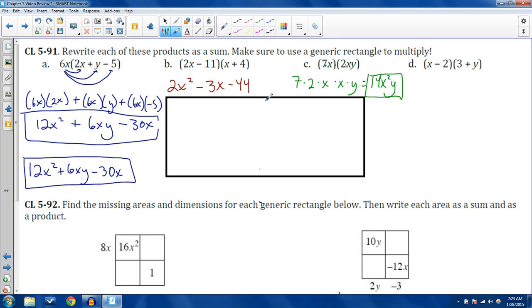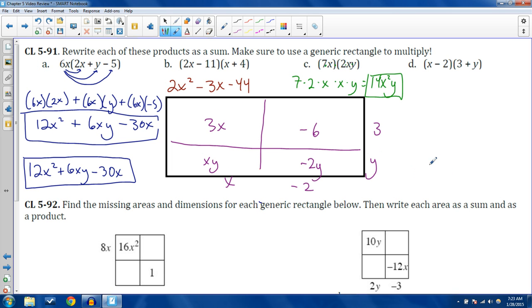(x - 2)(3 + y), generic rectangle first. x times y is xy. Negative 2 times y is negative 2y. Negative 2 times 3 is negative 6. x times 3 is 3x.